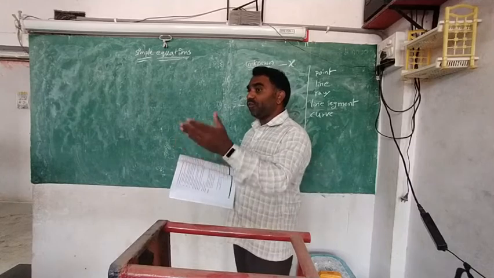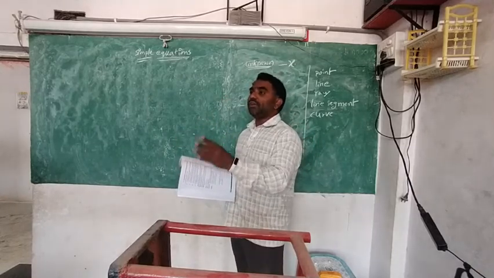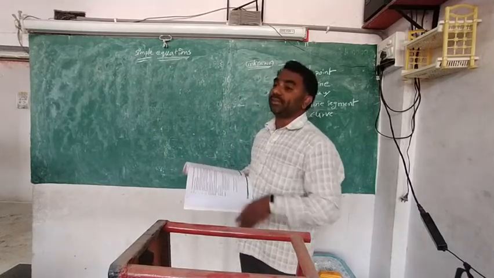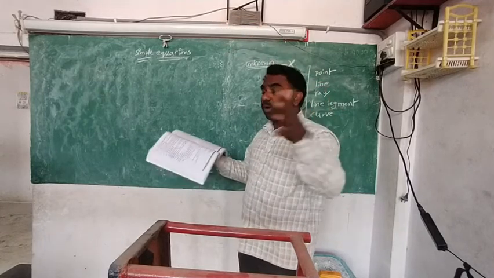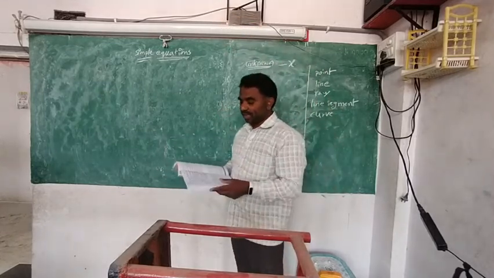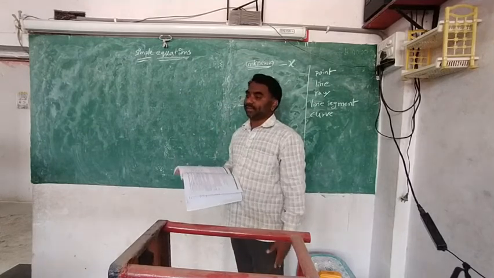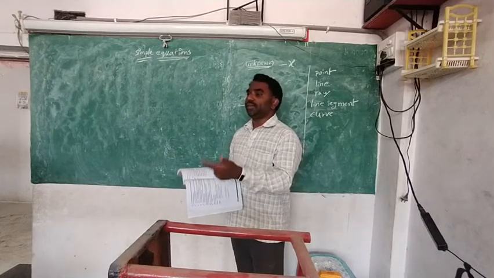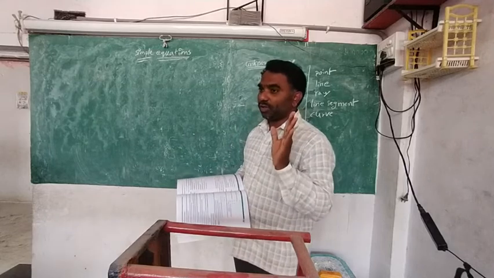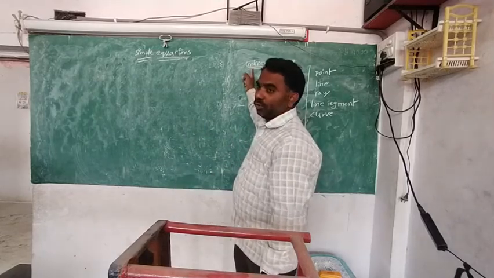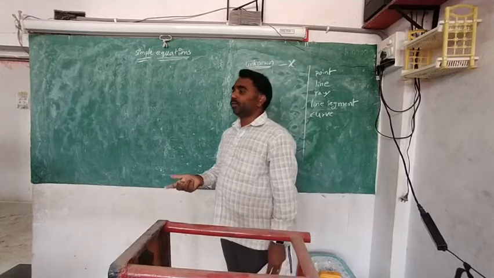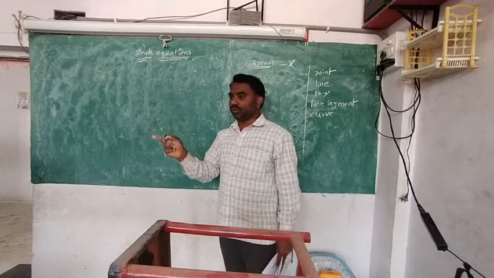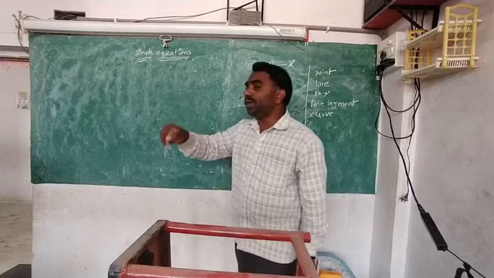Next, after 5 years, the sum of their ages will be 70 years. Find their present ages. Who are there here? Ramu's age and father's age. We have to find them. That is the question. Now, what did I say first? Unknowns. How many unknowns are there here? Two unknowns. What are they? Ramu's age and father's age. In that, which is important?